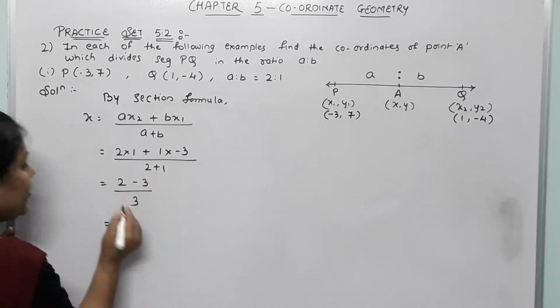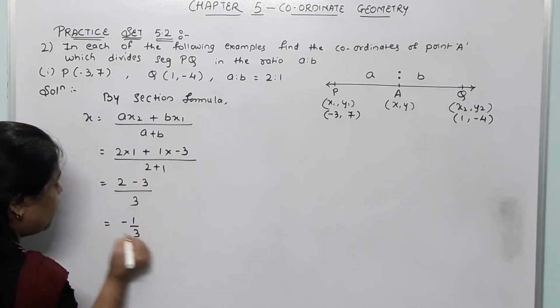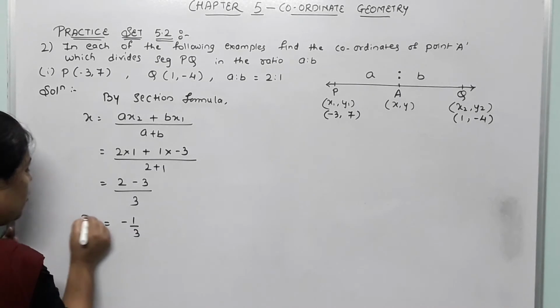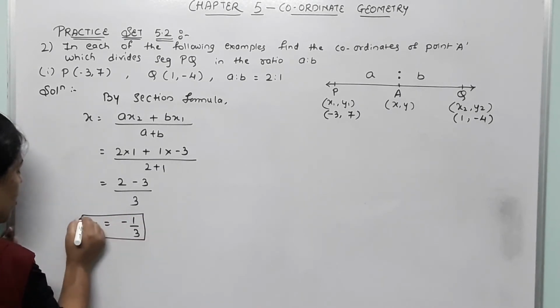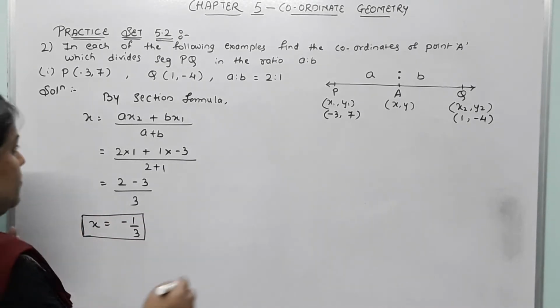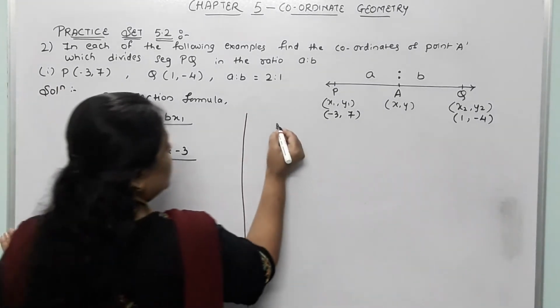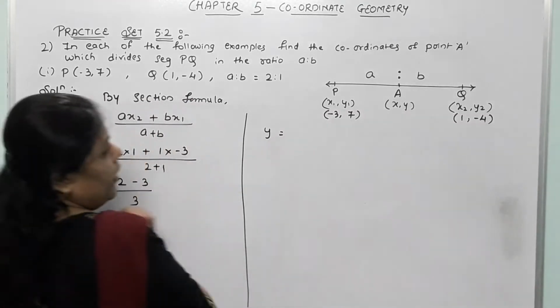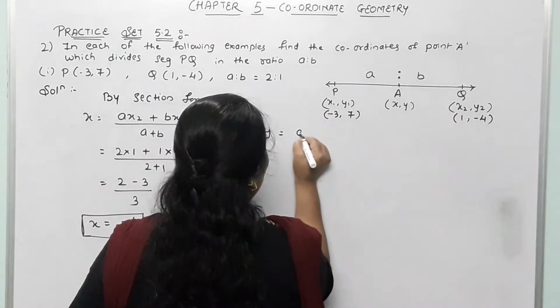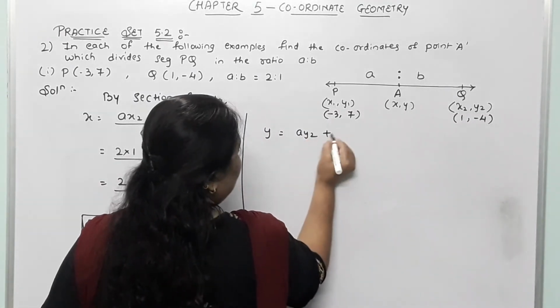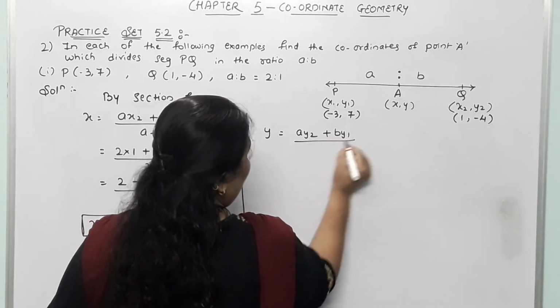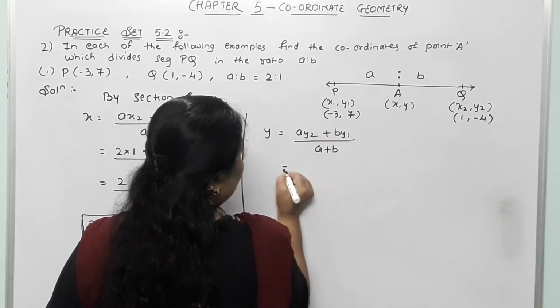Now 2 minus 3 will be minus 1 upon 3. This is the value of x. Okay? Right. Now we'll move to the next part, that is, what is our y? y equals (a y2 plus b y1) upon (a plus b).